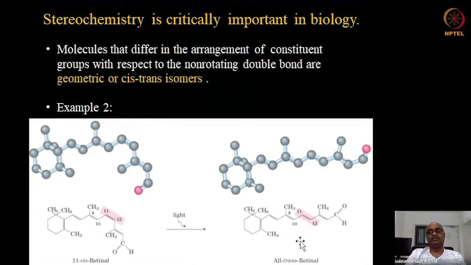Conversion between the two is how we sense light in our eyes. Okay, when light falls on our eyes, the lens focuses it on the retina. The cells in the retina have these molecules which undergo this transformation, and that transformation is what triggers the electrical signal that our optic nerve takes to the brain, where the brain decodes that and constructs the image. So you see the configuration change here is that important in biology. Otherwise the functional groups are the same. So this is another example of cis-trans isomers.